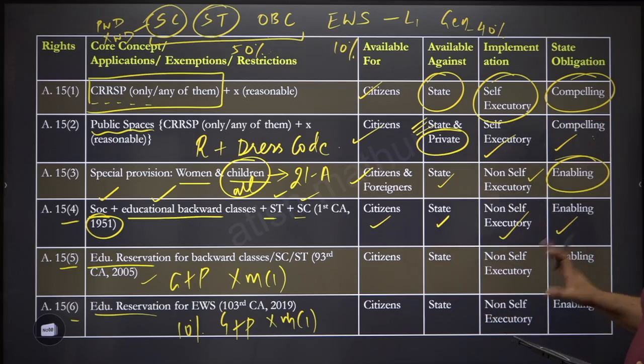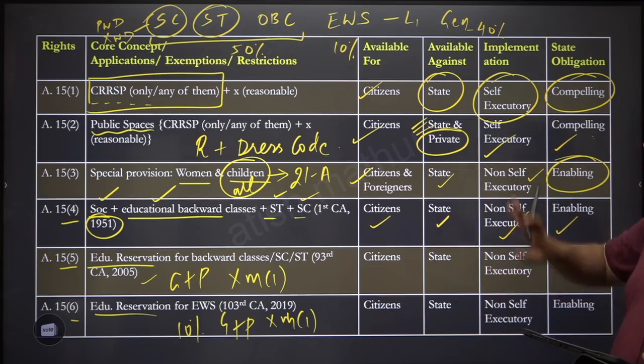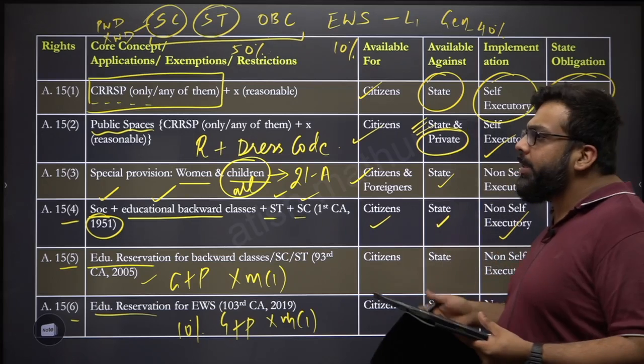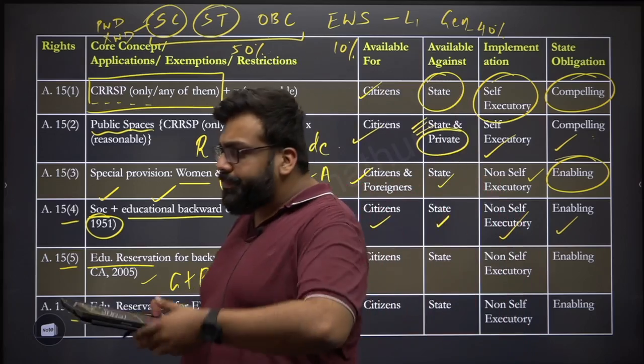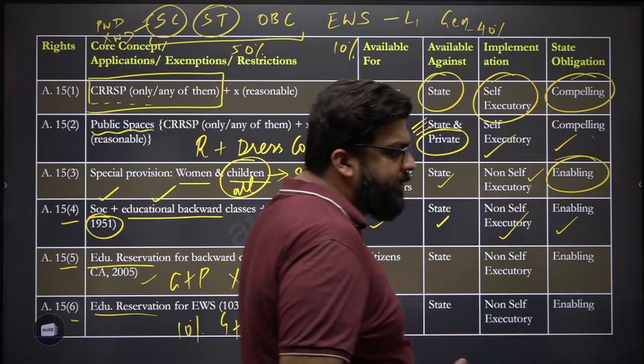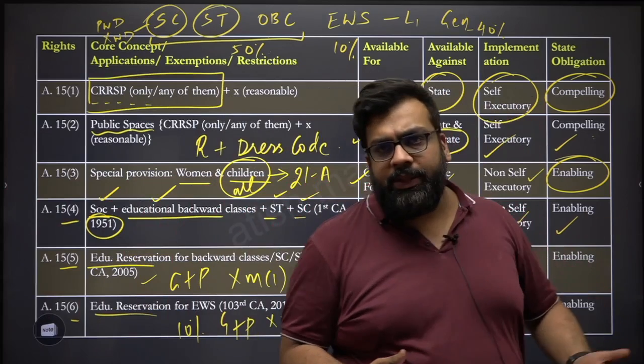This is more than enough. This is it. You don't need to know the technical specifications beyond this. If this was a mains class, we could have spoken about Indira Sawhney and Lakshmi Narayan and Jarnail Singh and the recent amendments to EWS, its implications on center state.